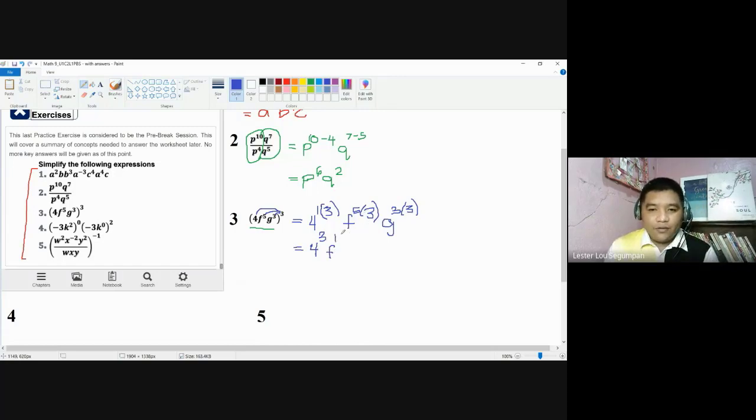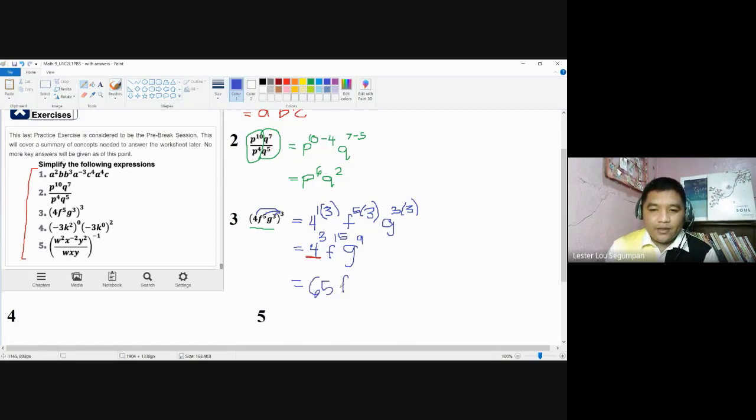5 times 3, 15. And you have here g, 3 times 3, 9. Do you think this is really the final answer? Well, some might argue yes, because we cannot combine the expressions now because of different bases. That's correct. But I would like to emphasize that the goal here is to simplify. That would mean this constant here raised to the power of 3, or cubed, should be simplified as well. And 4 cubed is 4 times 4 times 4, which is 64.